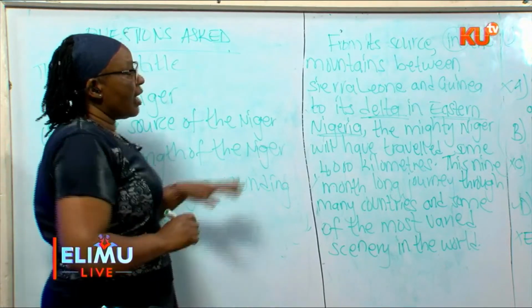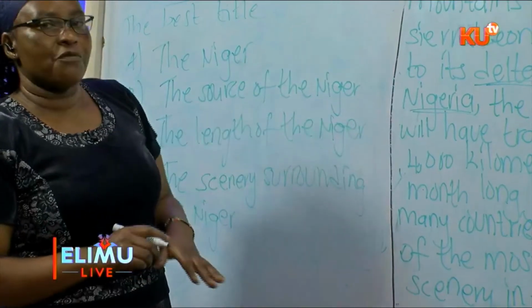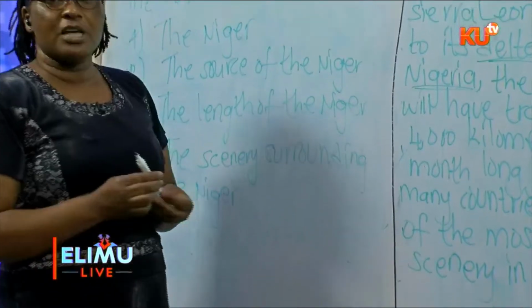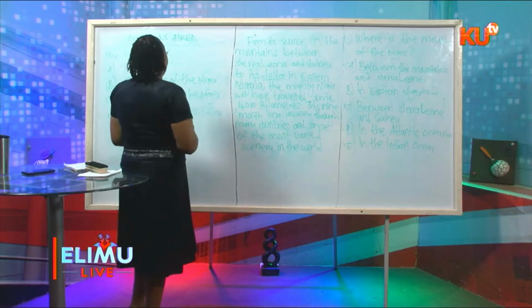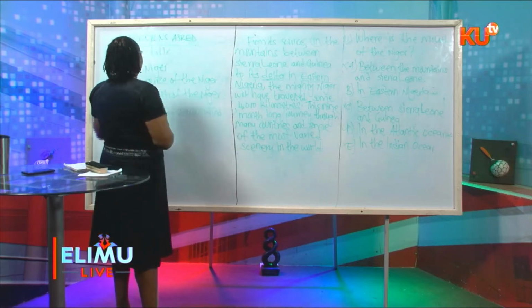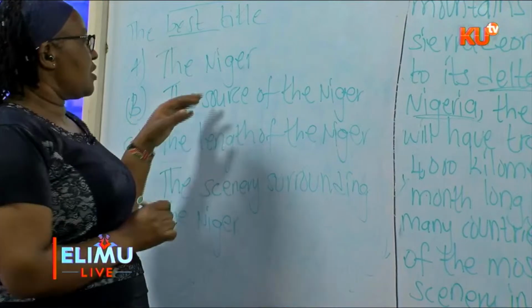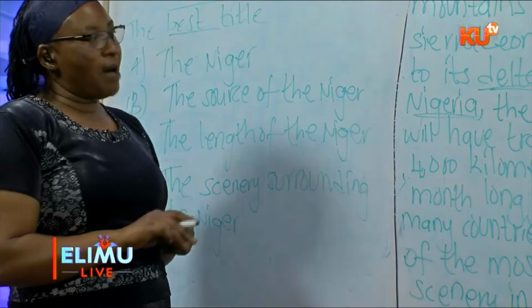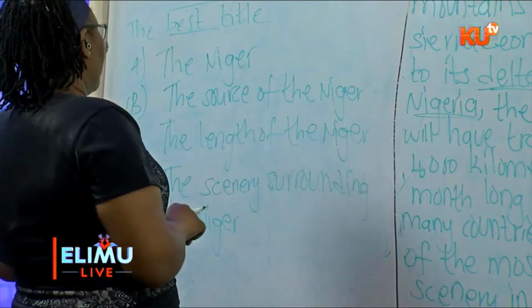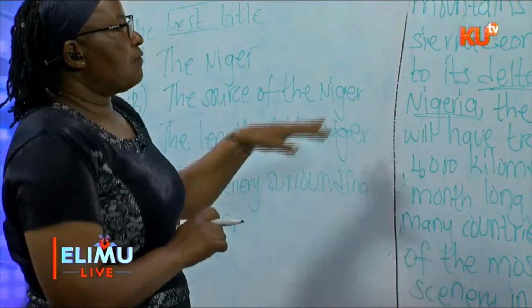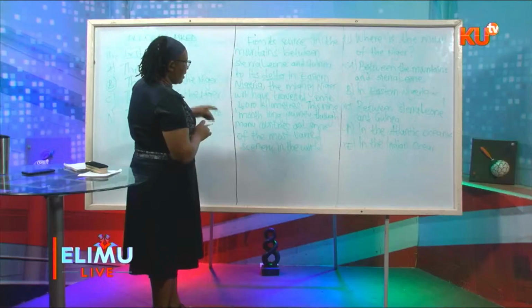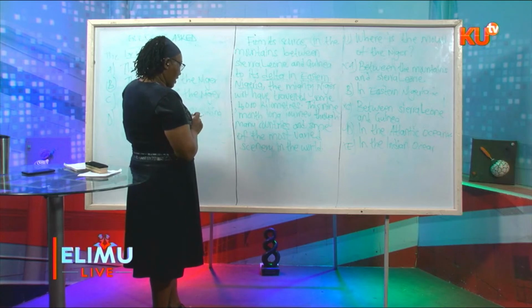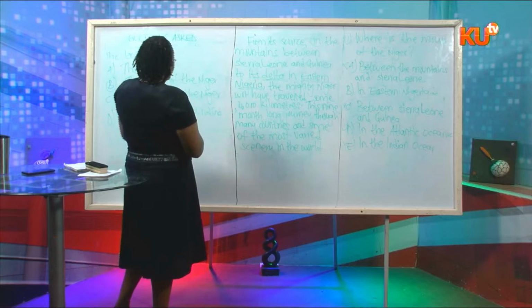Now, I have said that 3/4 of what the story has been talking about is what gives us the best title for the passage. Now, all these ones can be titles, but the best title for the passage we'll get from 3/4 of what has been talked about in this short passage. Now, if we look at A, the Niger, we have looked at the source of the Niger, the length of the Niger, and its mouth, and the scenery maybe surrounding the river Niger.